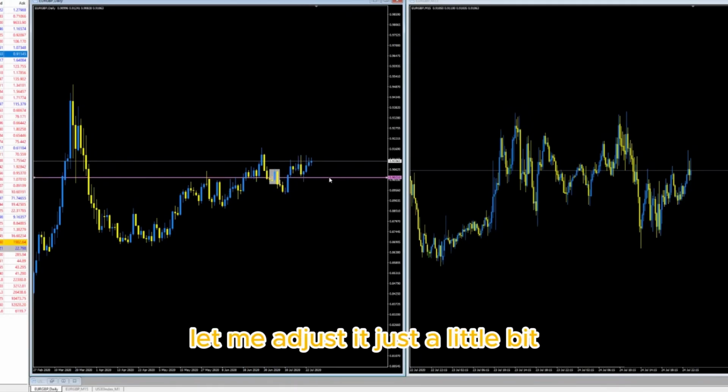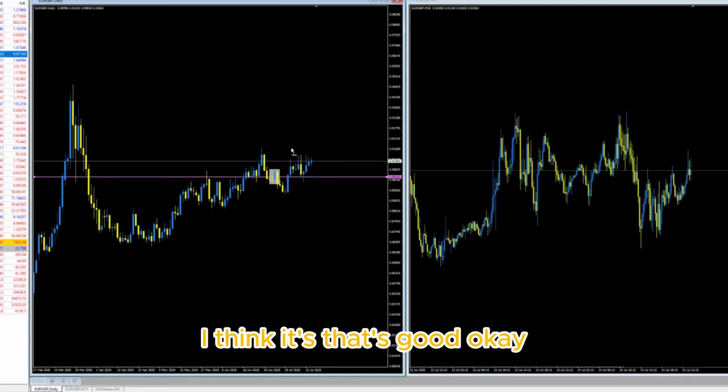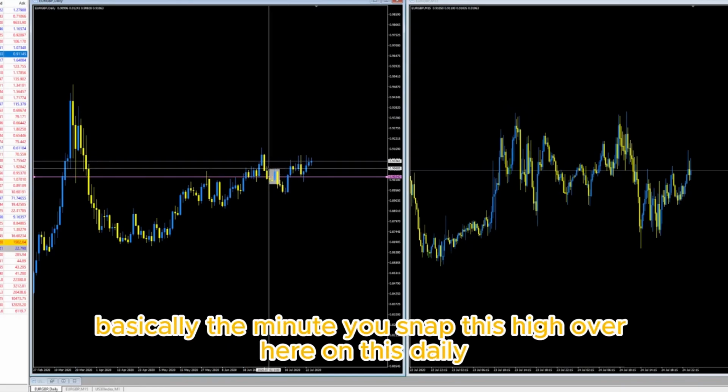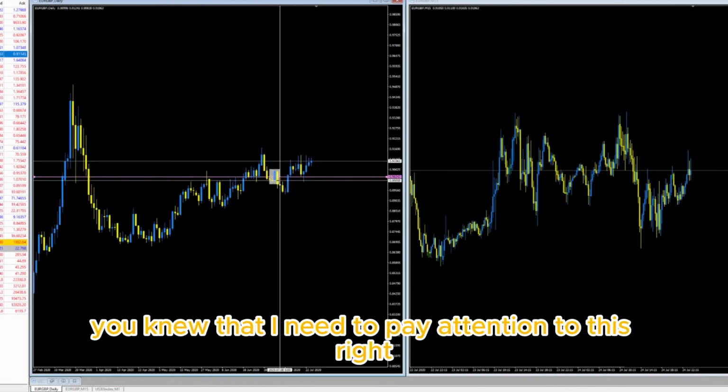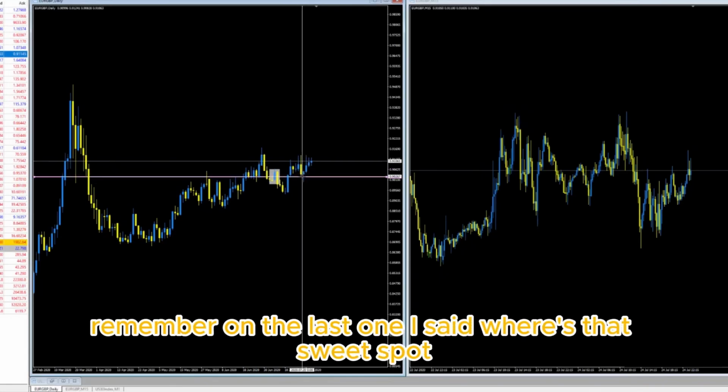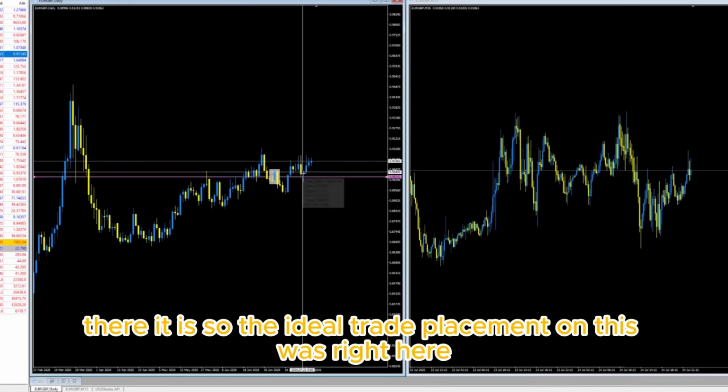Let me adjust it just a little bit. I think that's good. Okay, you knew about this when you had your expand low, expand high. Basically, the minute you snapped this high over here on this daily, you knew that I need to pay attention to this, right? As you came up, came down, respected it. Remember on the last one I said, where's that sweet spot? There it is. So the ideal trade placement on this was right here.